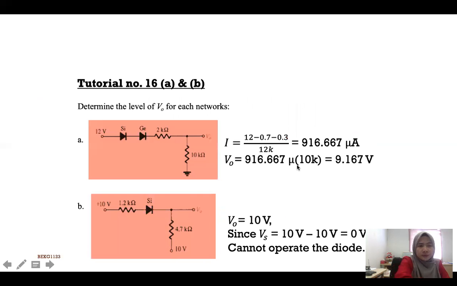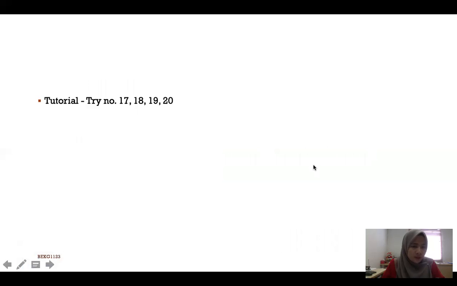Same as this one, this is also a question from the tutorial. This is question 16A and 16B. Given this circuit, find the V naught. You have already been given the answer, so I want you to do it by yourself. Also tutorial number 17, 18, 19, and 20, please do it by yourself. Later at the end of this chapter, only then I will share the answers for the tutorial. But please make sure that you do it by yourself first after this lecture.